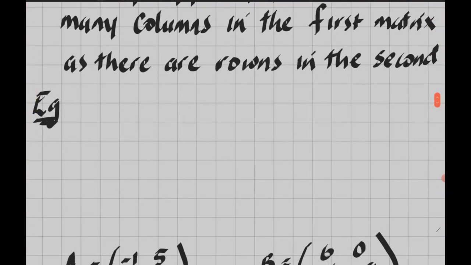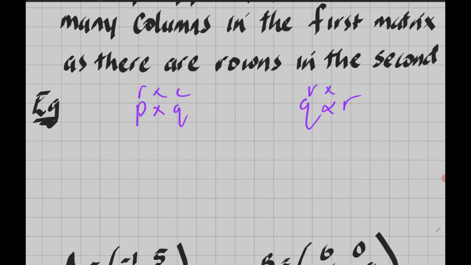For example, we've got matrix A, which has got an order of P by Q, and a matrix B, which has an order of Q by R. So the number of columns in the first matrix should be equal to the number of rows in the second. So that's what we mean. And the product is equal to the number of rows in the first matrix and the number of columns in the second matrix. So our answer has an order of P by R.